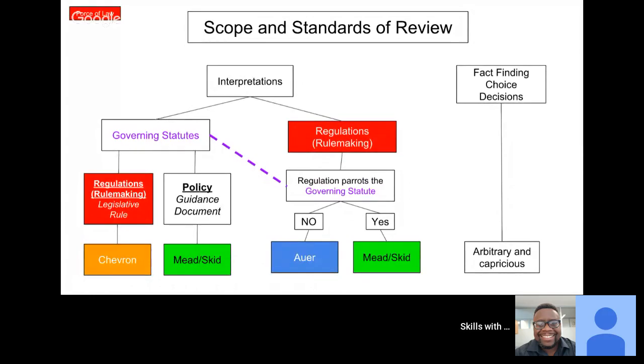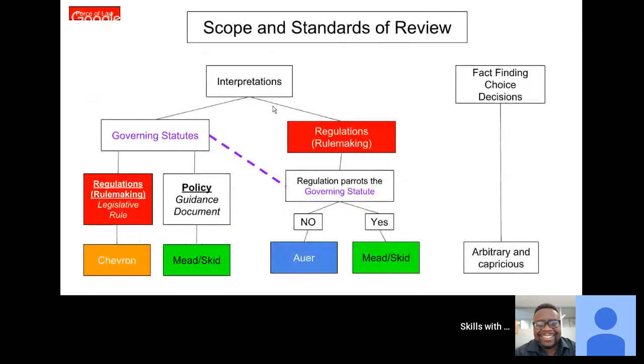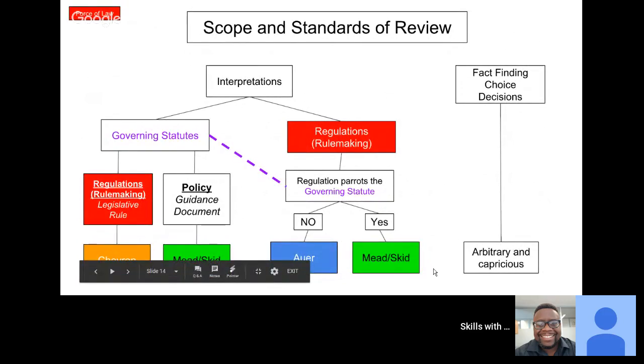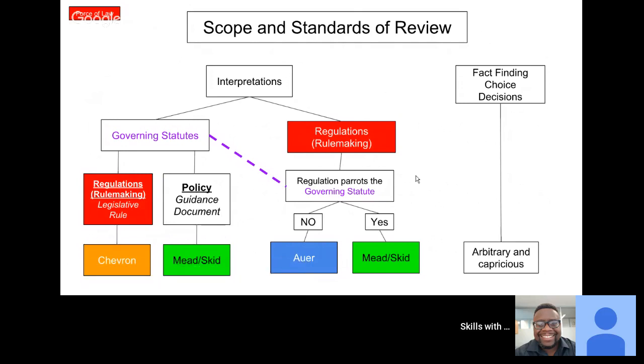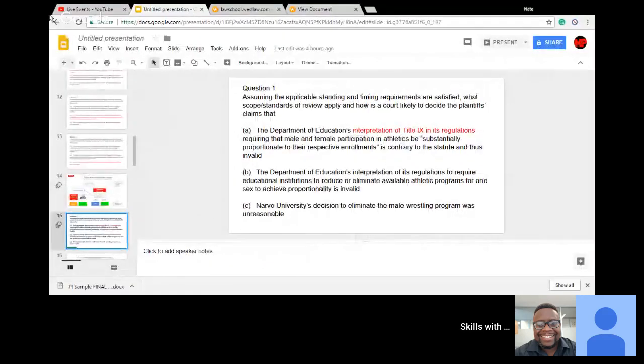But then on the right hand side, on the regulations, you only have Auer or Mead Skidmore. Okay. So what else should I have? No, I'm asking why isn't Chevron there, although it's on the left hand? Because remember, Chevron applies when you're interpreting what? A legislative rule, the rules with the force of law. No, but what do you have to be for Chevron to apply? You have to be interpreting the governing statute, remember? Got you. Okay. But for Auer, you have to be interpreting what? A regulation. Okay. So let me go back.